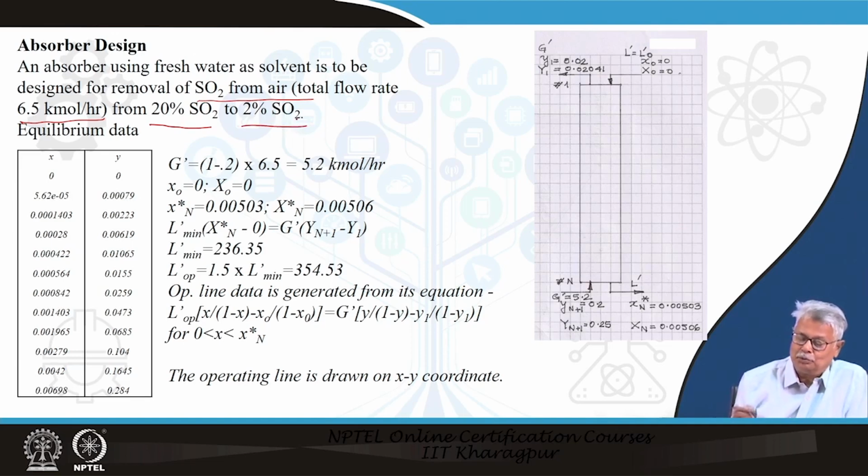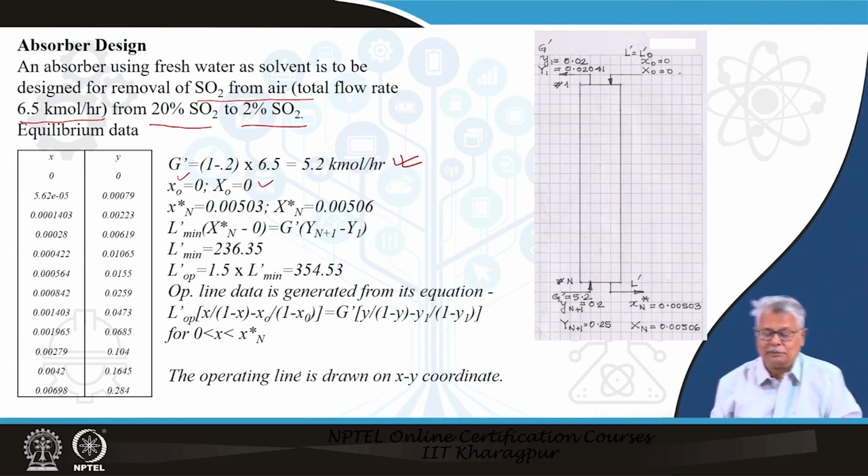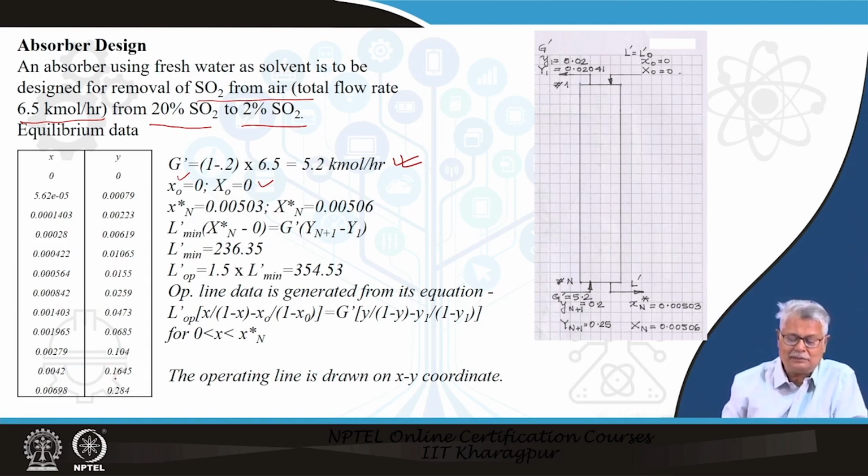So quite naturally what we do is we find out G dash, which is the solute free gas flow rate and which remains constant all through. We are going to use fresh water. So naturally, the mole fraction of SO2 in the water that comes in is 0 and the corresponding X0 is also 0. Now what we do is we look at the equilibrium data which is available here. It's in mole fraction directly. Corresponding to this particular yn plus 1 equal to 0.2, which is approximately somewhere in between these two, we find out by interpolation the corresponding X value is this.